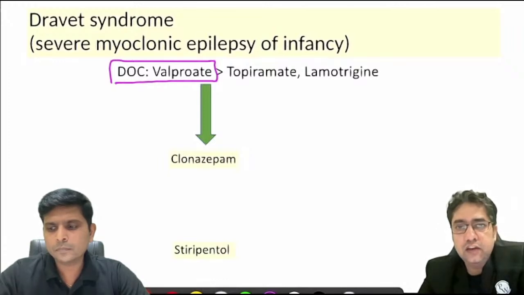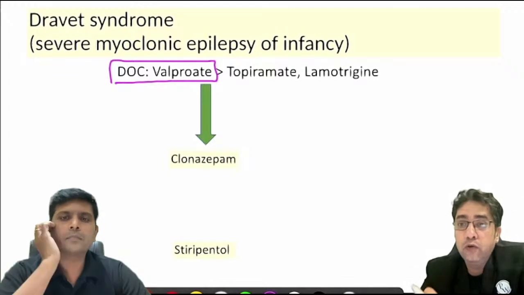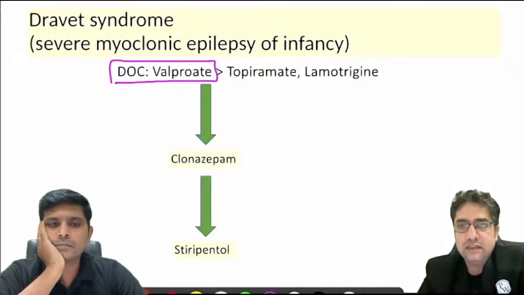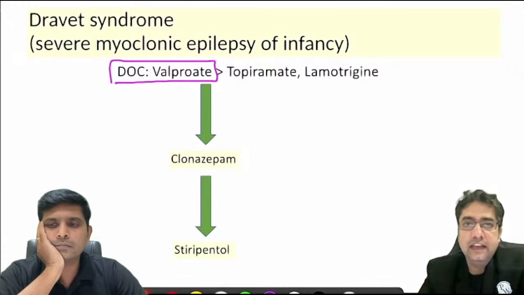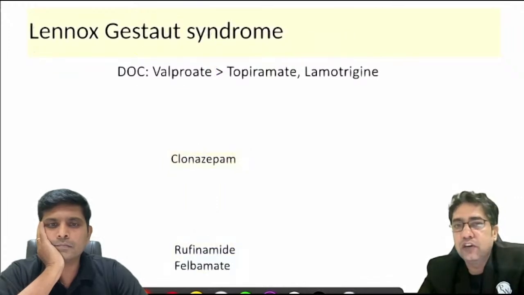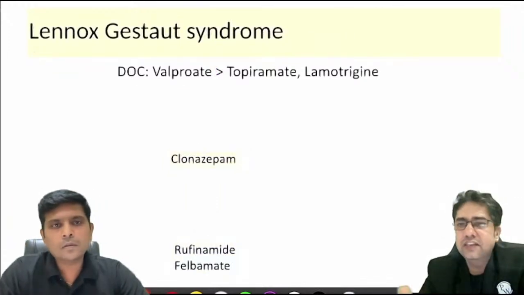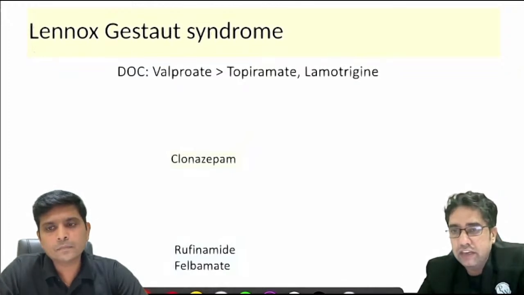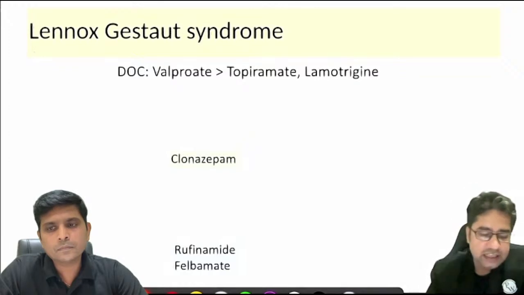And if it is still not responding to clonazepam, then there is an indication of a new drug. That new drug is stiripentol. So this flowchart must be remembered for your entrance exam for Dravet syndrome. The next one, which we discussed, was Lennox-Gastaut syndrome, in a child 6 months to 6 years of age with acute onset of fever. Sir has very nicely explained.